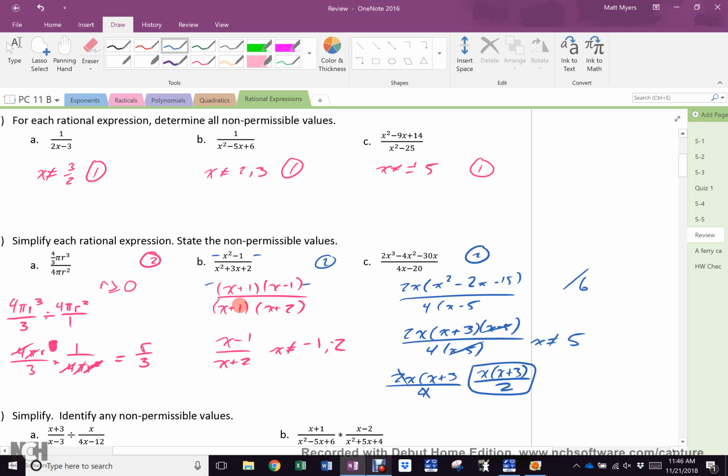Okay. And x plus 1, x plus 2 to get the 3 and the 2, then the x plus 1s have to cancel, leaving me with x minus 1 over x plus 2. You cool?